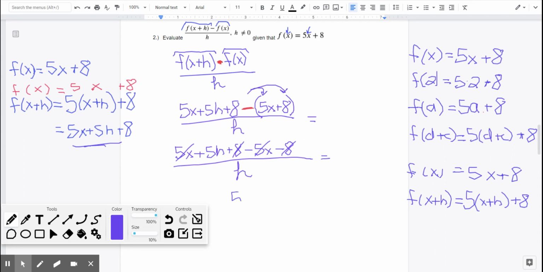And then please make this one a separate step. So 5h over h is all we have left, and that's going to reduce to 5. And that's your final answer. And again, I apologize. It doesn't mean anything to you right now, but it will next year.